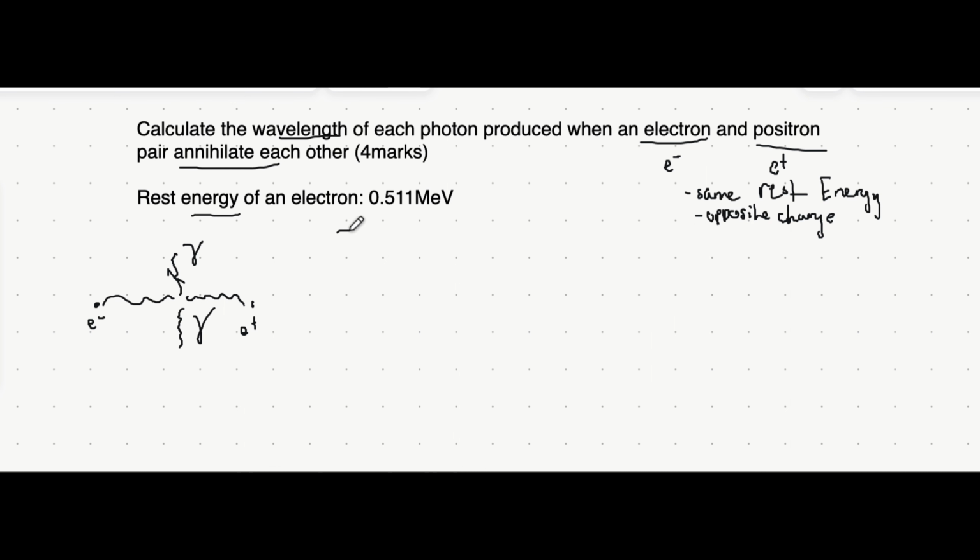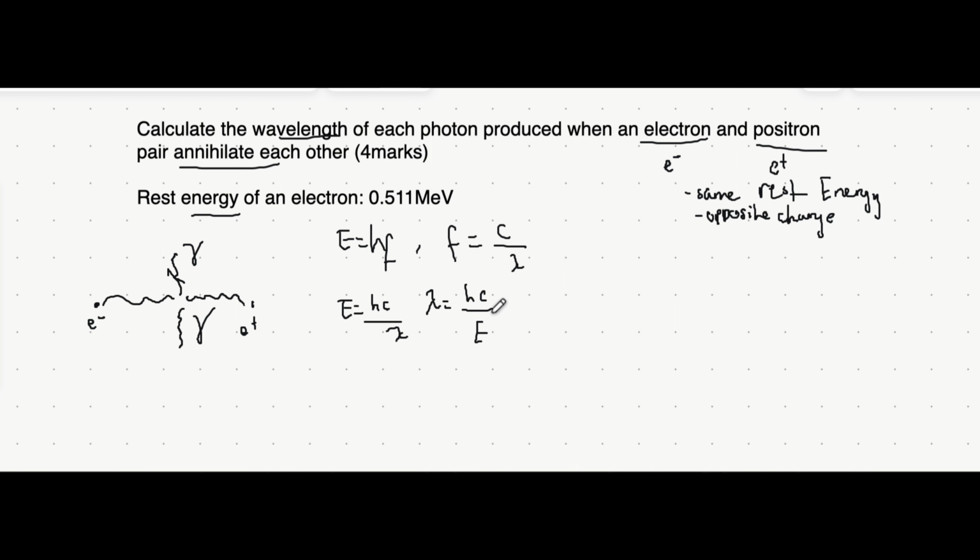Well, we know E equals hf. We don't know the frequency though, but we do know another equation. Frequency is speed over wavelength. We can combine these two equations, so substitute frequency into the first equation to get E equals hc over lambda. And we can rearrange that to make wavelength the subject. Lambda equals hc over capital E.